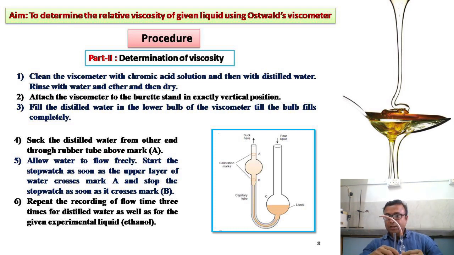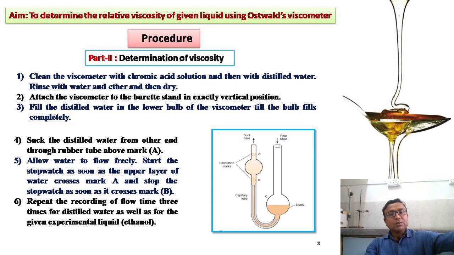Again rinse with the given experimental liquid, that is ethanol, 2-3 times. Wash it clearly, dry it, and again by the pipette add the given liquid ethanol up to this bulb, that is the lower bulb, so it is completely filled, and again suck it and take the 3 readings for ethanol. So this is the procedure for the determination of the viscosity. In this way you can easily take the 6 readings, 3 readings for the water and 3 readings for the ethanol, that is the given liquid.